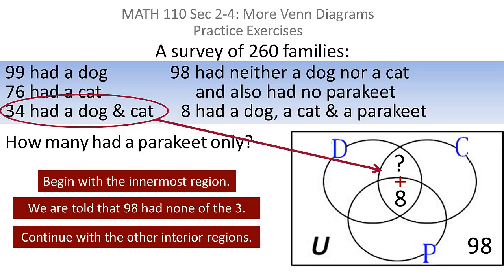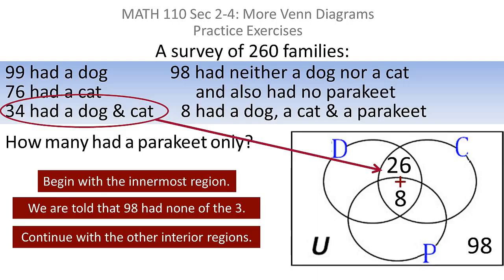So, for instance, I know that 34 had a dog and a cat. So if I look at the overlapping region between the D circle and the C circle, I know those 2 numbers have to add up to 34. So that means I have to have a 26 there.